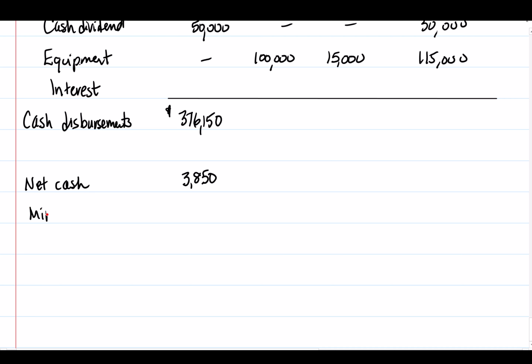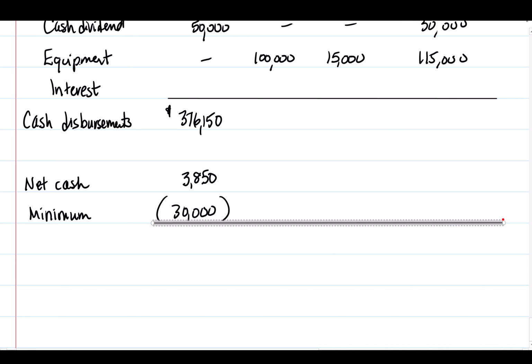So our minimum cash balance that we want before financing or getting a line of credit is $30,000, which means we're not going to have that minimum cash balance. We will have a deficiency of $26,150.